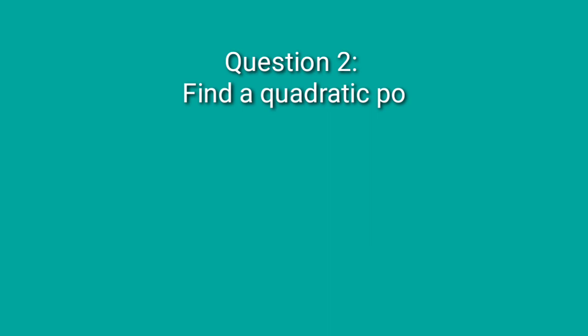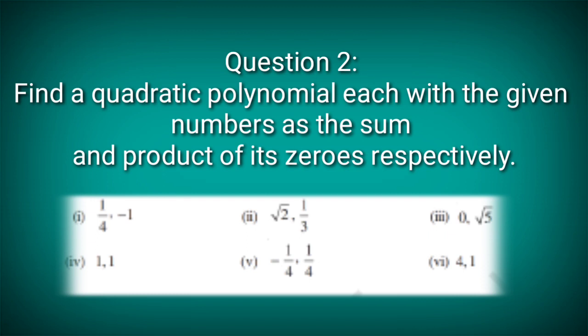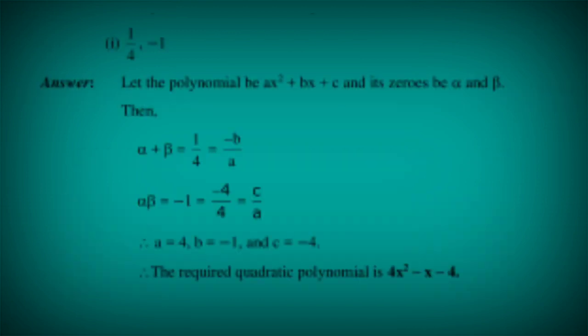Exercise 2.2, second question. Find a quadratic polynomial each with the given numbers as the sum and product of its zeros respectively. There are 6 questions here. So we have to find the quadratic polynomial, we have to frame it. We can use the form ax² + bx + c. The given things are the sum and the product of the zeros. So the first question is 1/4 and −1.